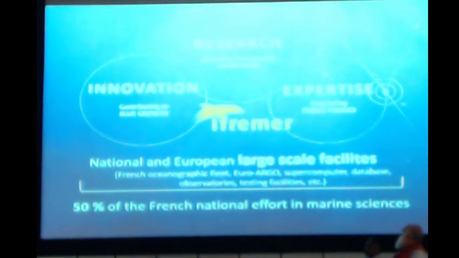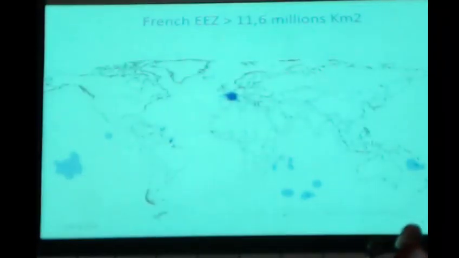And IFREMER contributes significantly to the development and operation of French and European marine research facilities. All in all, IFREMER represents about 50% of the French national effort in marine sciences. And to enlarge the picture a little bit, I just want to remind you that France occupies an important position in the maritime sector. One reason for that is that we have the second largest maritime area in the world, after the US. You can see on the map in blue the French exclusive economic zones that are in all the oceans.